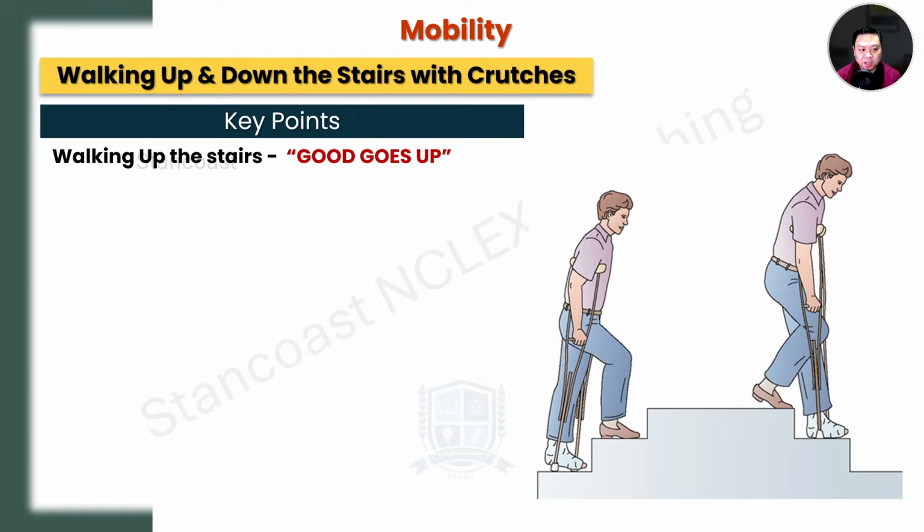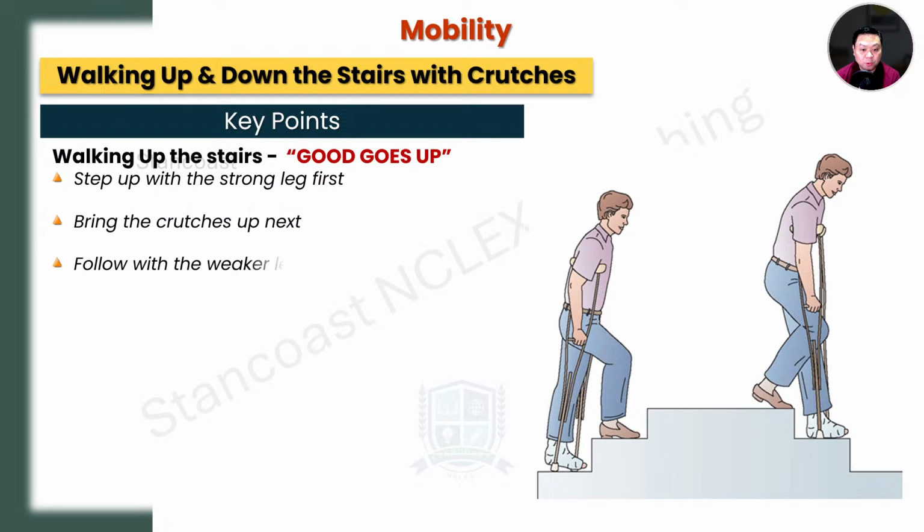That's your mnemonic. Good goes up, or bad leg stays down. So you want to make sure that the patient will step up with a strong leg first. Okay, and then they're going to follow that with bringing the crutches, and then this will be followed by the movement of the weaker leg. So take a look into the sequence right here.